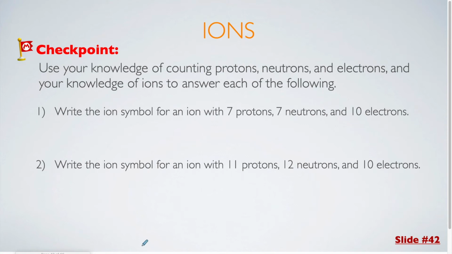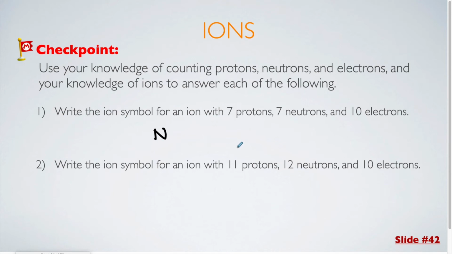All right, for our next checkpoint question, we're going to be going in the opposite direction. So we're going to be writing out the ion symbol. We have 7 protons, 7 neutrons, and 10 electrons. The first thing we need to do is figure out what element this is. So what element would have 7 protons? That would be nitrogen. So we're going to write out N.